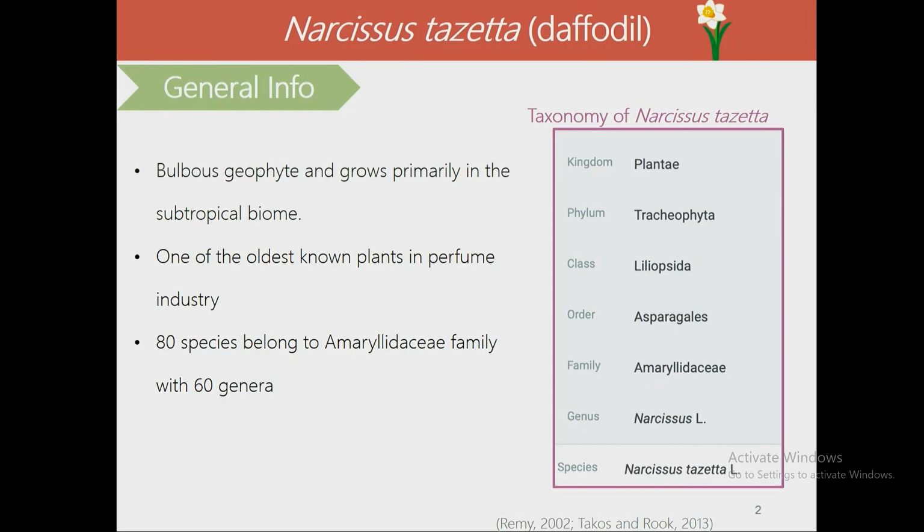Just brief information about Narcissus tazetta, in other words, daffodils. They are geophytes with bulbous structure and grow primarily in the subtropical biome, and are one of the oldest known plants in the perfume industry. And you can see it belongs to the Amaryllidaceae family and is generally represented by the Narcissus genus.